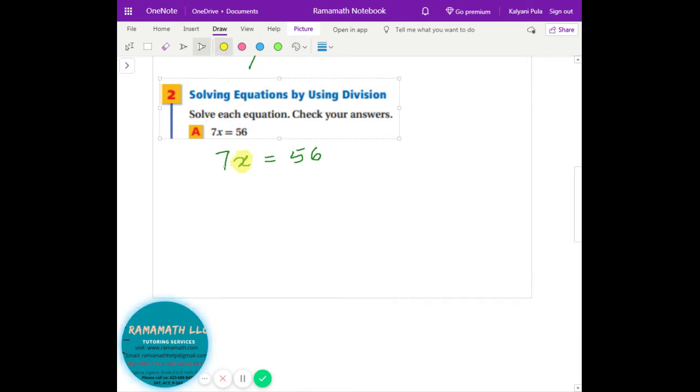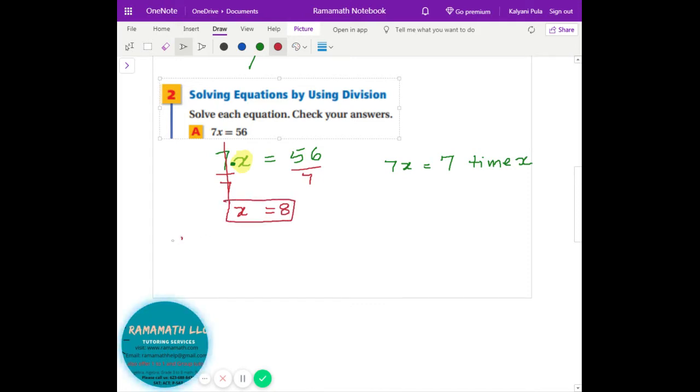So I see 7x means 7 times x. Remember that. 7x means 7 times x. Even though you don't write that little multiplication sign there, it's still 7 times. So it's a multiplication. What's the opposite of multiplication? Division. So you need to divide here. If I divide here, I need to divide the other side also. So 7 and 7 cross out, and I end up with x. 56 divided by 7 is 8.